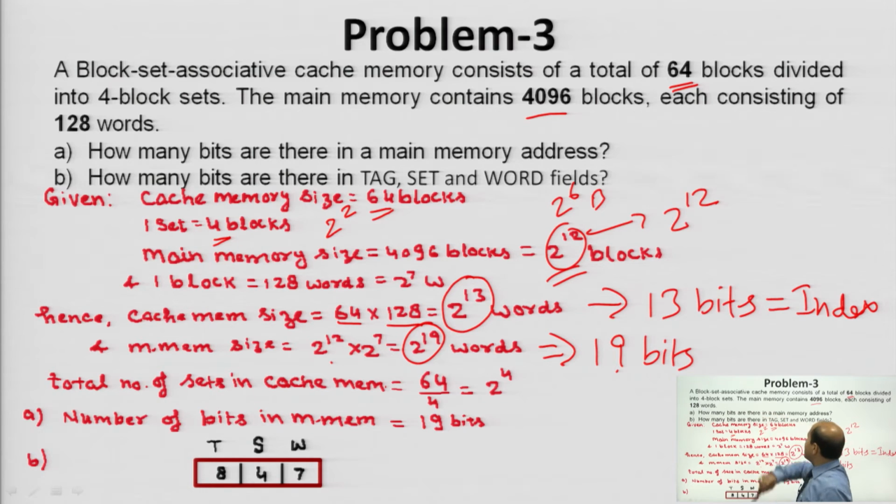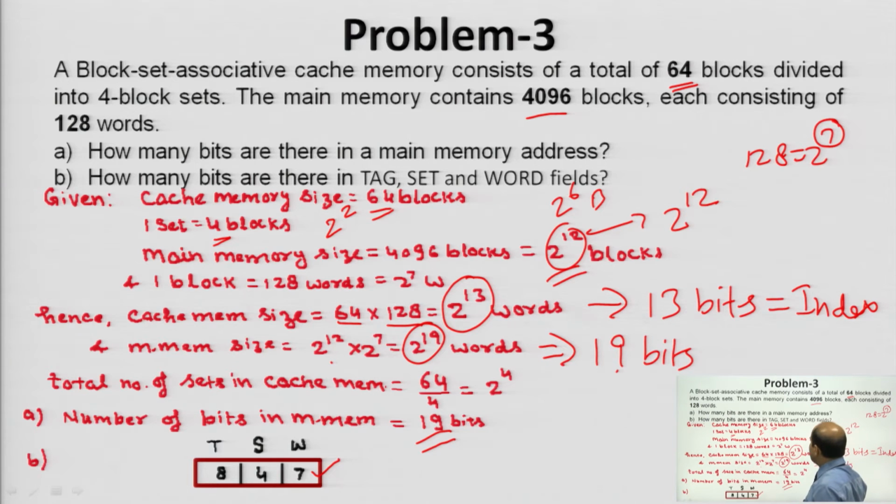Now, in the first part, what is asked: how many bits are there in the main memory address? So, we can easily calculate, 19 bits are required in case of main memory, and how many bits are there in tag, set and word field. Now, in this particular problem, it is given that in one block there are 128 words. So, 128 means 2 to the power 7. So, 7 bits are required for words.